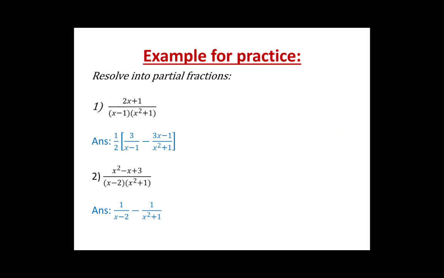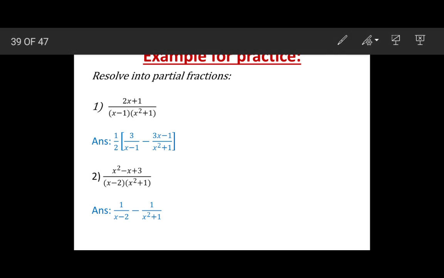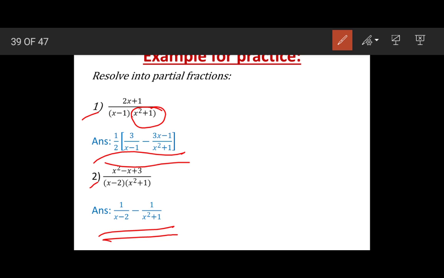So these are some examples which you have to try. Okay. The concept is very simple. First, check the denominator. If the denominator has a quadratic equation and we are unable to factorize that quadratic equation, then that quadratic equation is known as an irreducible quadratic equation. So for an irreducible quadratic equation, the partial fraction will be bx plus c upon the quadratic equation. Okay. So try to solve these two sums. The answer is already given, so you can check your answer.